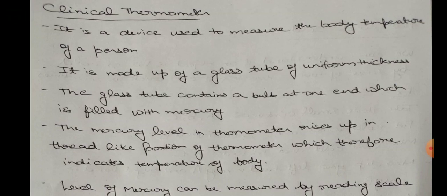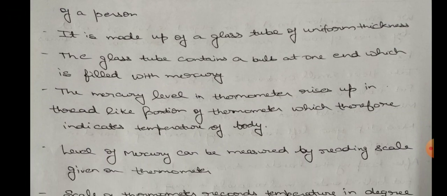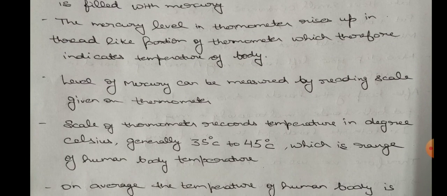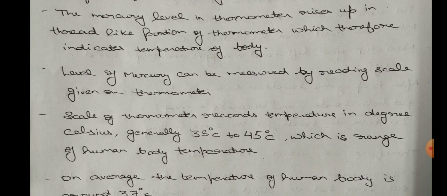So the mercury level in the thermometer rises up in a thread-like portion, meaning a very thin portion of the thermometer, which therefore indicates the temperature of a body. The level that the mercury rises can be measured by reading the scale given on the thermometer. There is also a scale given on the thermometer.